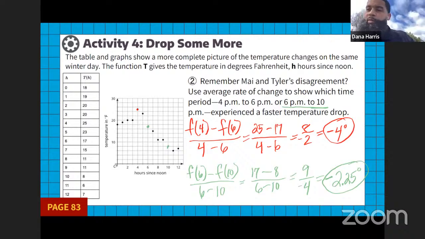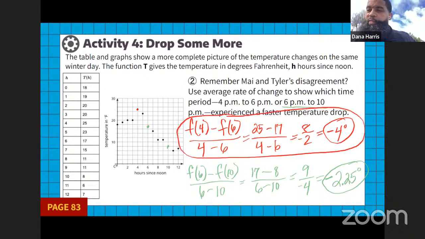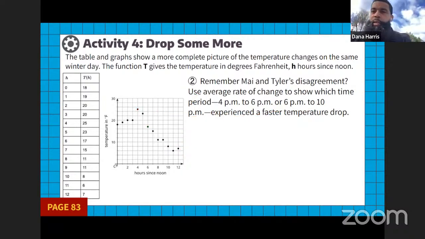So which one is dropping faster? We're going to go with, let's do it in red, because the mathematics shows us that the temperature dropped faster between 4 p.m. and 6 p.m. So we can go with Tyler, okay? So this is another example of what's going on in this debate.